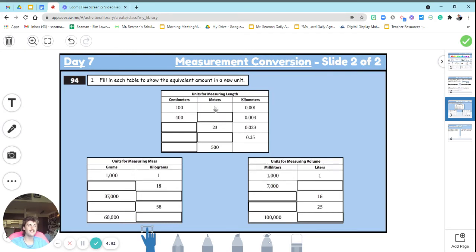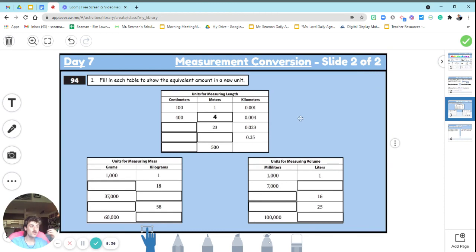In this case, if we have 1 meter, there is 0.001 kilometer, or 1,000th of a kilometer. And in 1 meter, there are 100 centimeters. So if there are 400 centimeters, that must mean that I have 4 meters. Do you see how that conversion works there? It's 4 thousandths because a kilometer is 1,000 times bigger than a meter.